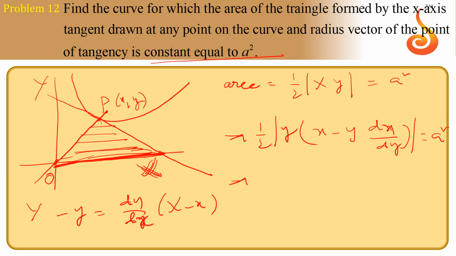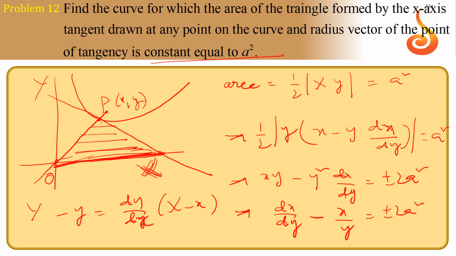Then xy minus y square dx by dy equal to plus or minus 2a square. So what can you write this as? dx by dy minus x by y equal to plus or minus 2a square by y square. I think this is a linear differential equation in x, where p will be minus 1 by y and q is plus or minus 2a square by y. So get the integrating factor and solve it.